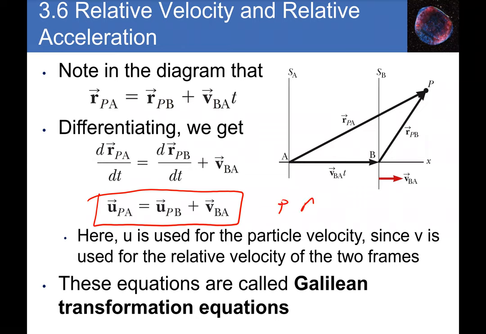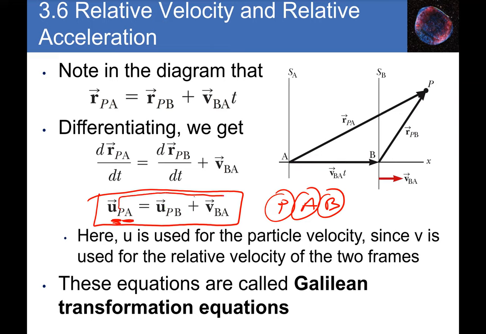So you have P, A, and B. So three different observers, for example. And if I want to find the speed of P relative to A, then you can see that I have to add two other velocity vectors together: P relative to B plus B relative to A. And again, you can see the substitution was like this.